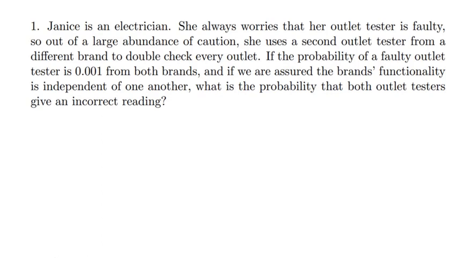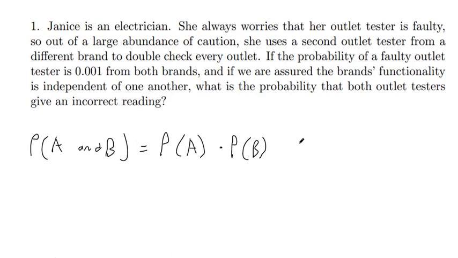If two events are independent of one another, which means that if one event happens, it doesn't impact the chances of another event, then you can find out the probability of both of them happening by multiplying their individual probabilities. The probability of event A times the probability of event B. That's only if they're independent though.